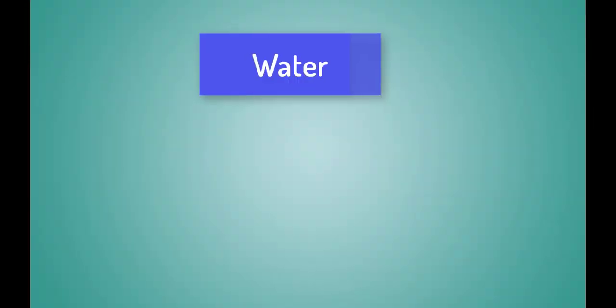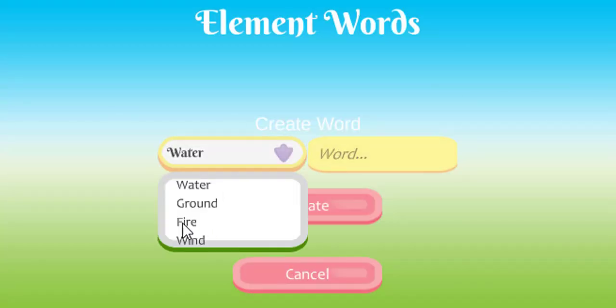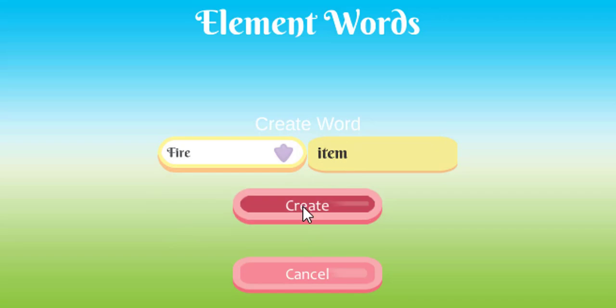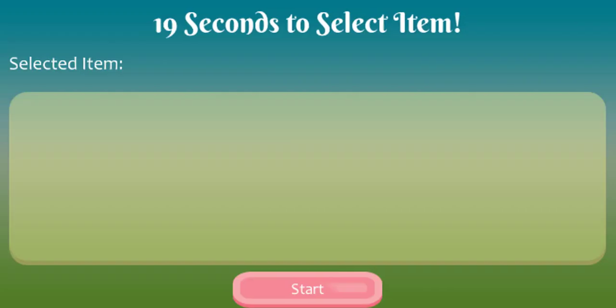There are 4 elements: water, fire, wind, and ground. Water extinguishes fire, fire melts the ground, ground stops the wind, and wind freezes the water. You create a word of some element type, and then you fight with other players, pulling out any word from your dictionary. For the choice of the word, 20 seconds are given.